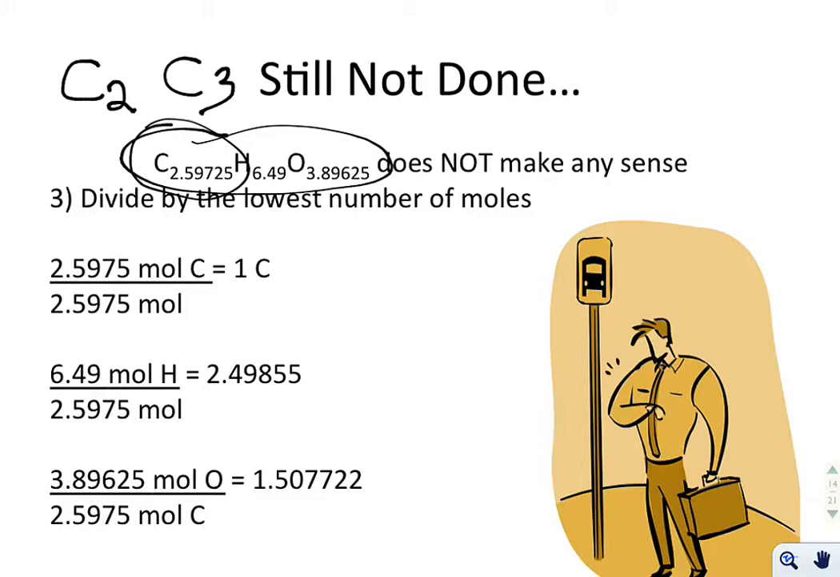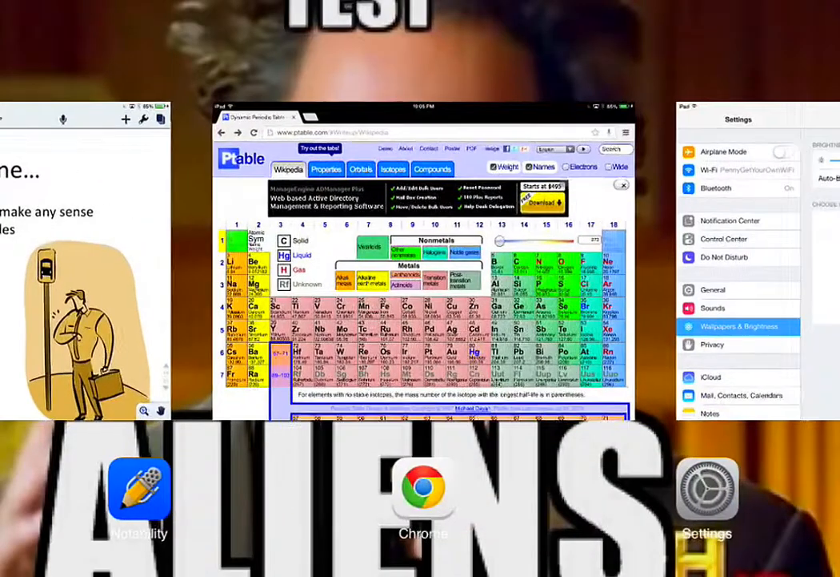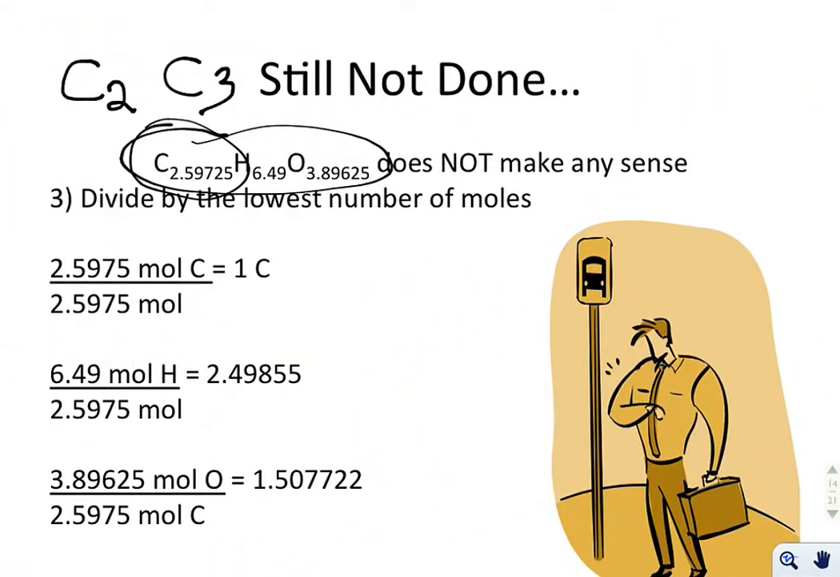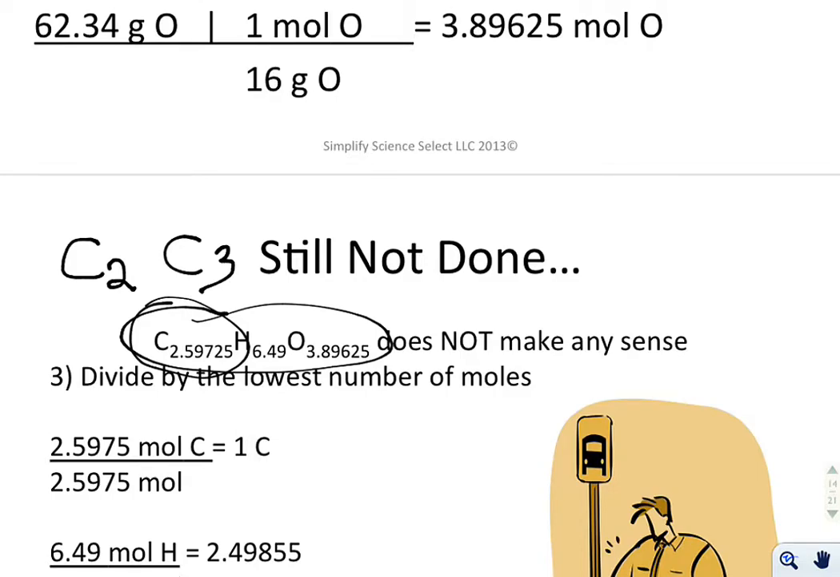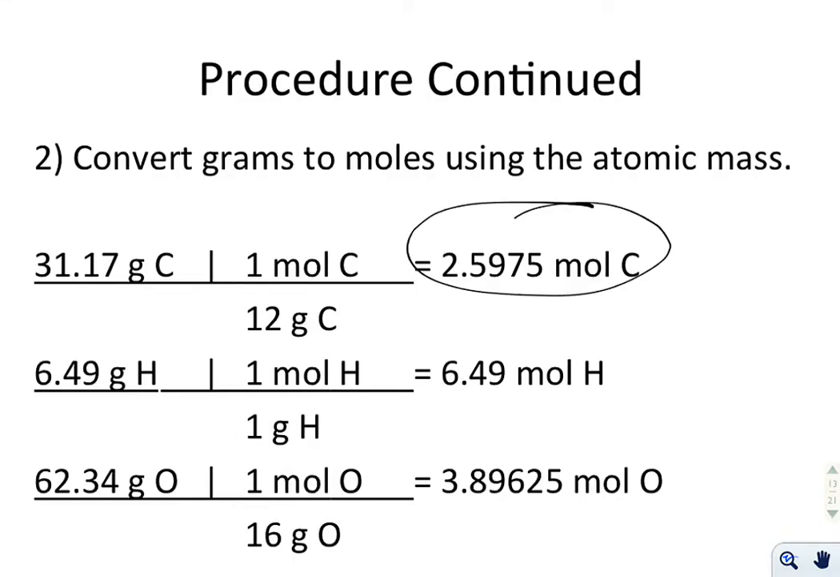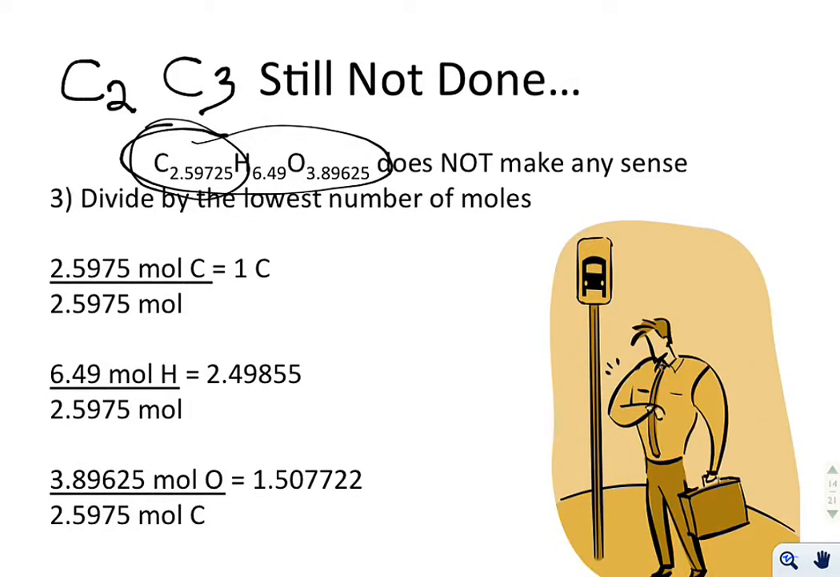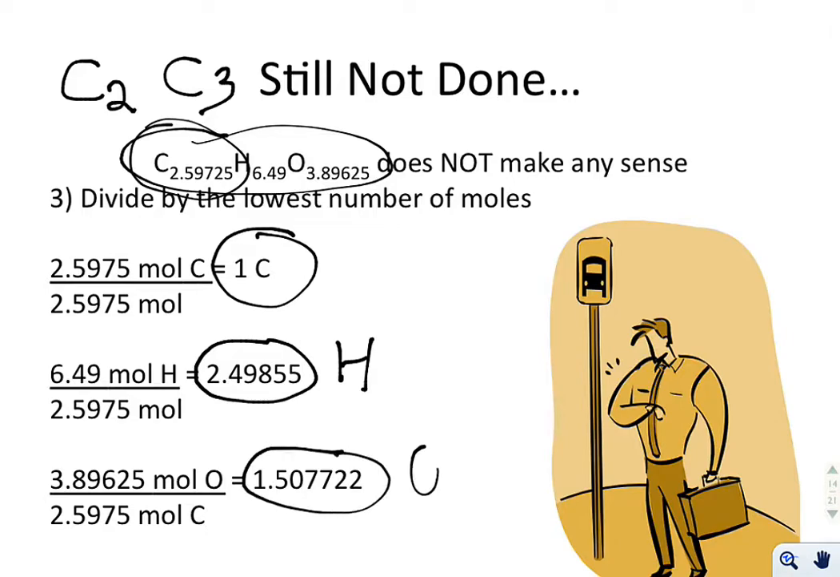Okay, if you look, the lowest number of moles that we had before was 2.5975. So I take all the values and I divide them by 2.5975, and as a result, what I get is 1 carbon, roughly 2.5 hydrogens, and roughly 1.5 oxygens. So that right there is getting close to an empirical formula.